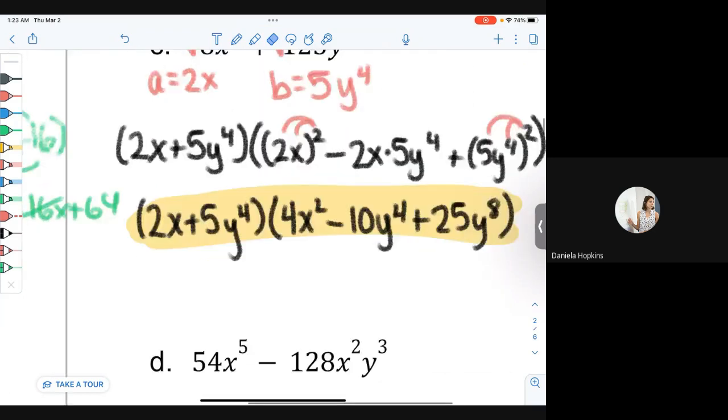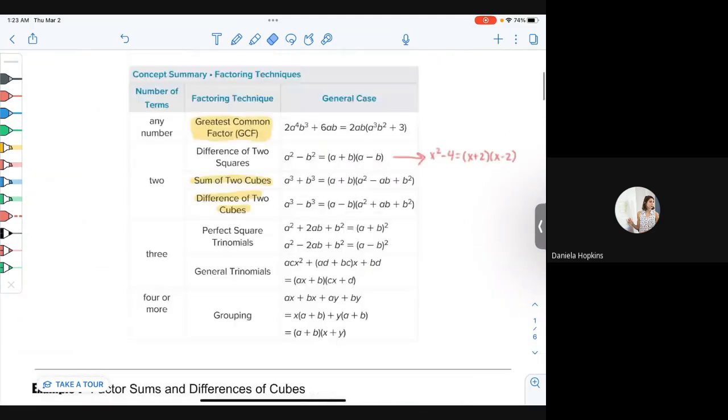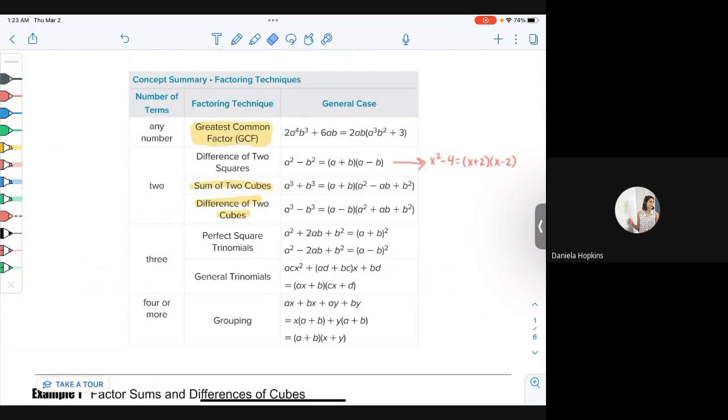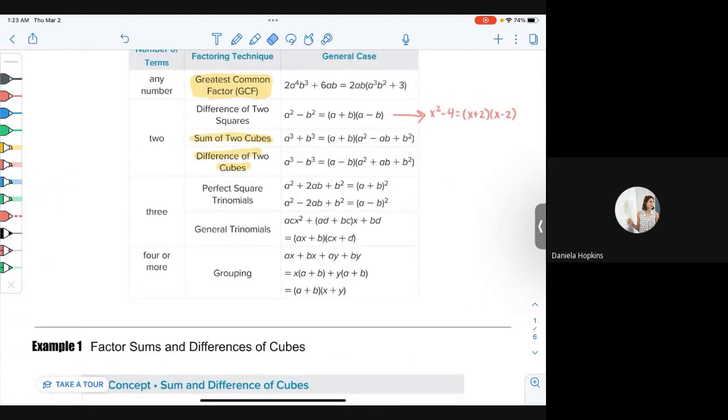Okay, last one. And this is where, again, it's really helpful if you know your perfect cubes. If you do know your perfect cubes, you should recognize that 54 and 128 are not perfect cubes. However, looking back at this chart that we're going to use to generalize what methods to use to factor any polynomial, we are in the case where we have two terms. So we're in this second row right here, but it's not a difference of squares, and it doesn't look like a sum of two cubes or a difference of two cubes.